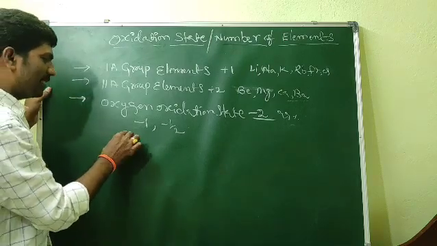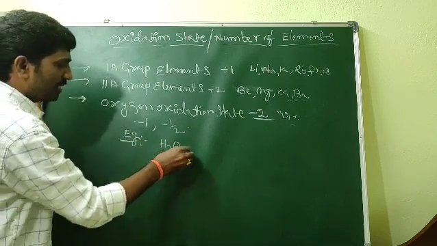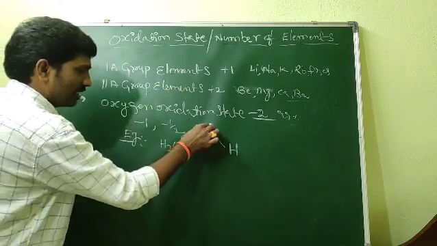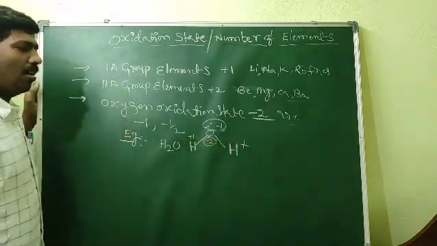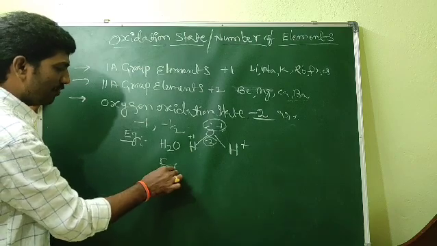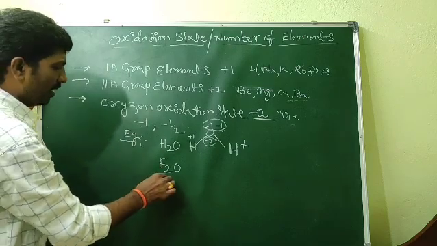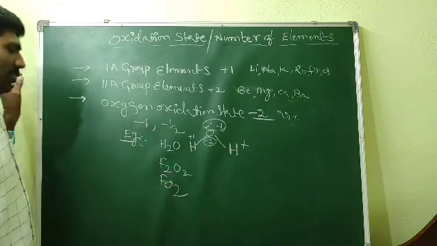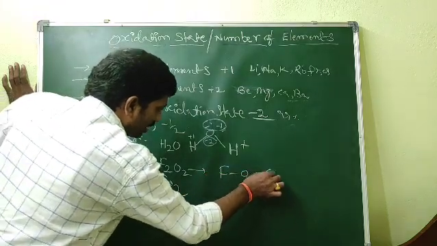Example for that is H2O. We will see the oxygen oxidation state from the structural formula. This is plus 1, this is minus 1, this is plus 1, this is minus 1. Total minus 2 oxidation state for oxygen in H2O. Next, where is plus oxidation state? Example F2O and F2O2, fluorine, oxygen, oxygen, fluorine.